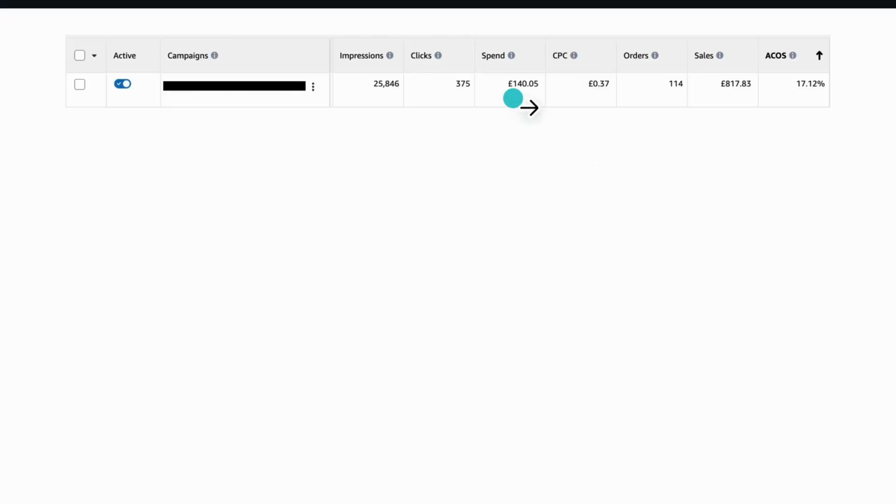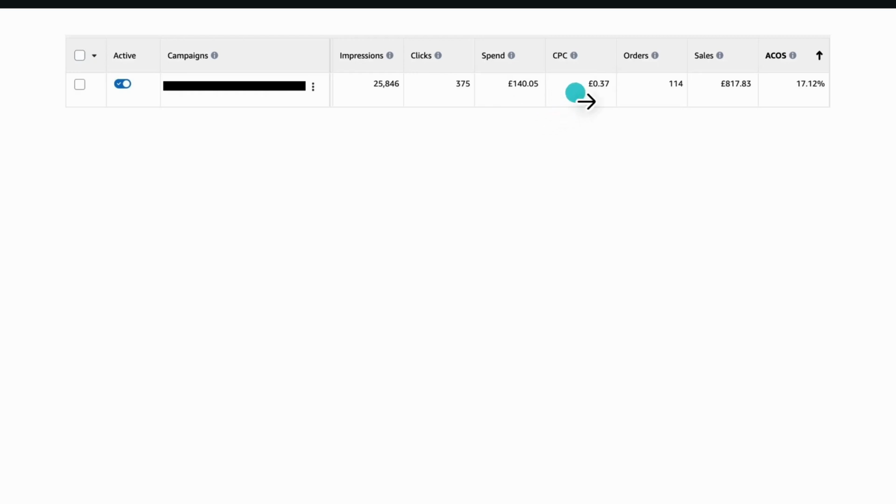Now, the next metric to cover is spend, but it's actually a very, very straightforward one, so I'm not going to spend a huge amount of time on this. This basically means how much you have spent in your ad. So for this example, we had 25,846 people see it, 375 people clicked it, and it means we spent £140 and 5 pence.